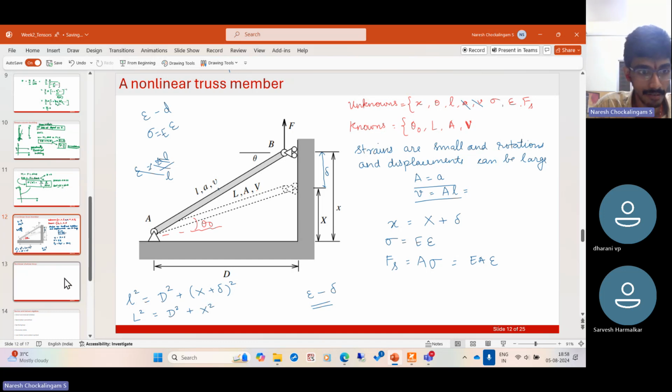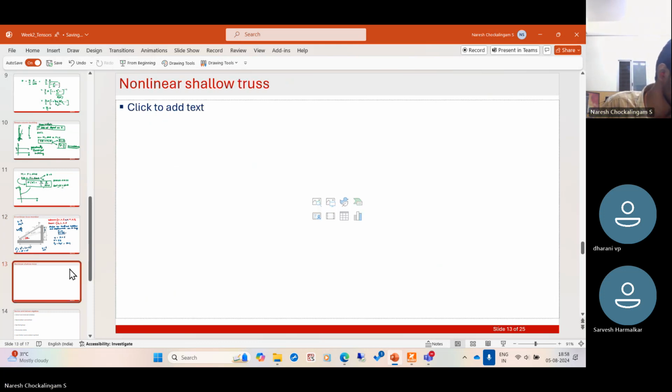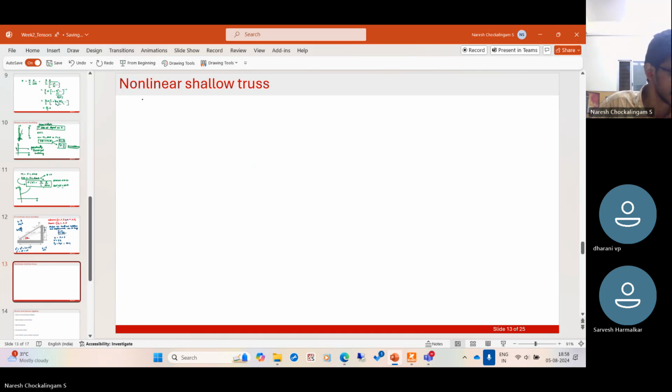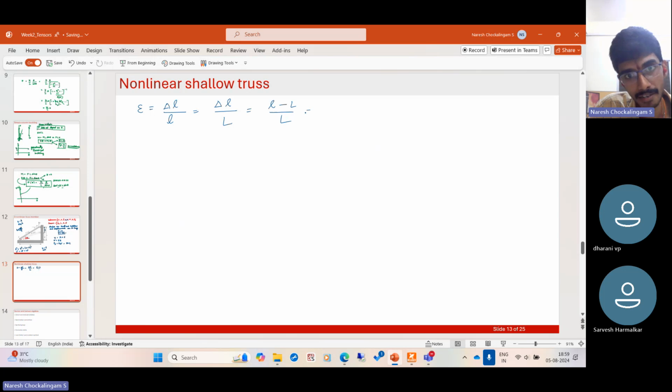Okay. So let us solve this. Nonlinear. So let us solve this. Let us define this as the change in length by original length. So we should actually take the current length, but assuming the strains are all small, you can take this as the original length. So which is nothing but L minus L by L. So it is L by L minus 1. So this you can take it as one equation.